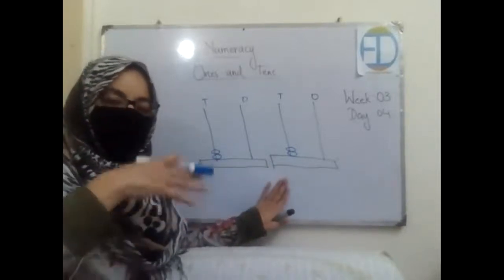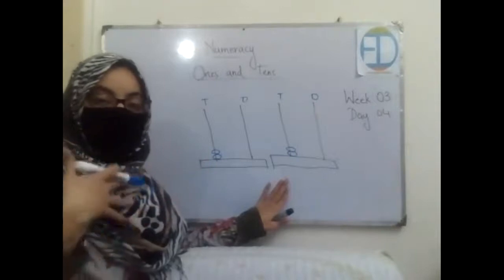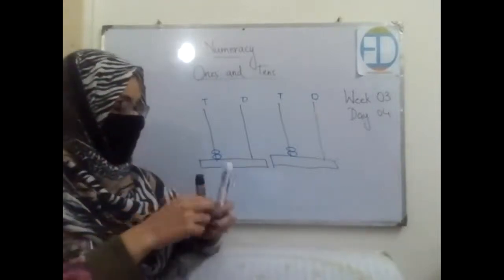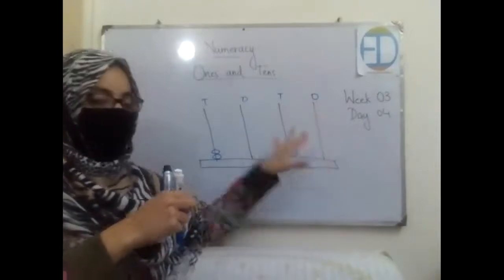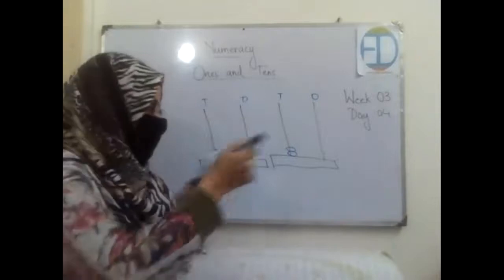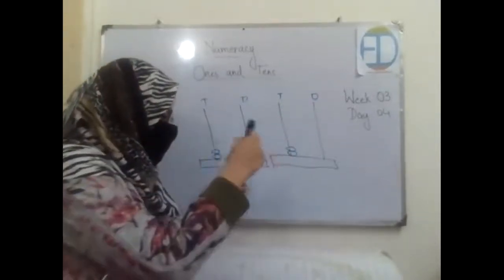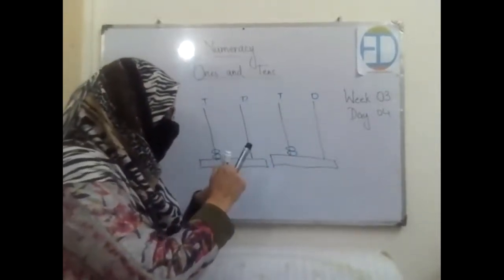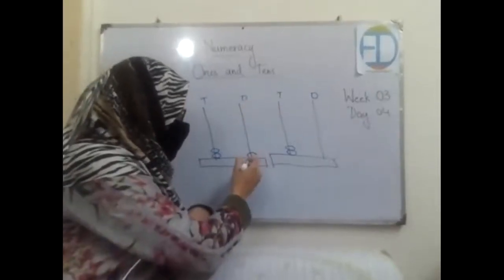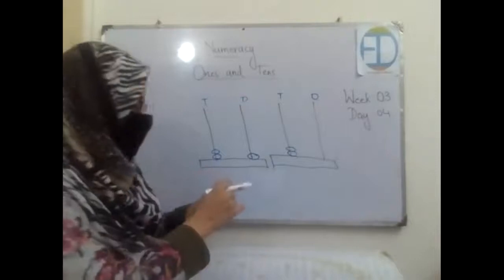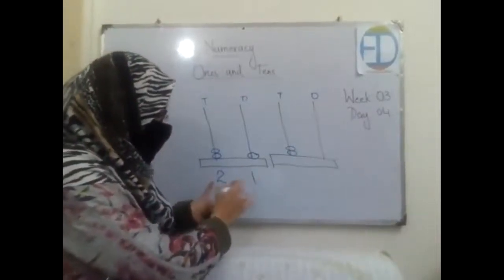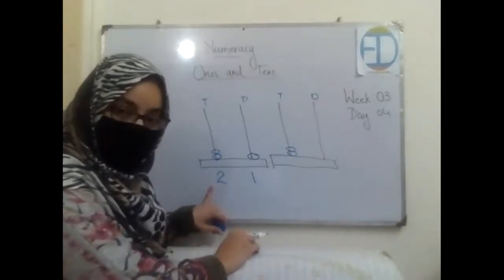Okay, why? Because we are working with the 20s, right? Now if we talk about the ones side, we will start from 1 and move toward 9. Let's say if I add one bead over here, okay, let me change the color. If I add one bead over here, what's the number? How many tens are there? 2. And how many ones are there? 1. So the answer is 21.